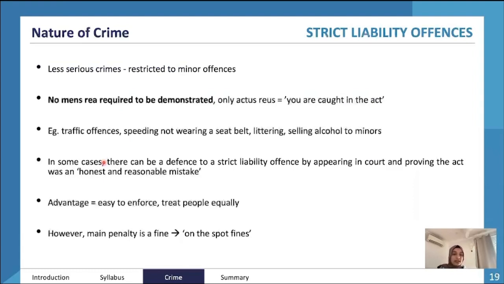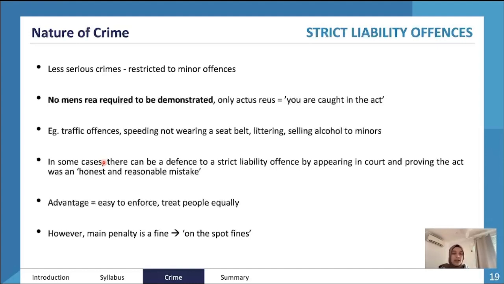All right, less serious crimes. So these are related, so basically strict liability offences are less serious crimes. They're not really going to be things like murder or anything like that. So these are less serious crimes. They're related to, or they're restricted to minor offences. So there's no mens rea required to be demonstrated. You just basically have to do the act and that's enough. Actus reus, basically. You're caught in the act of stealing. You're caught in the act of speeding.